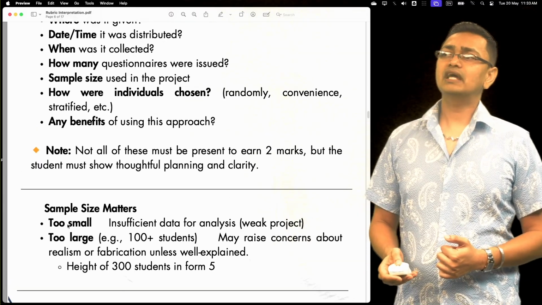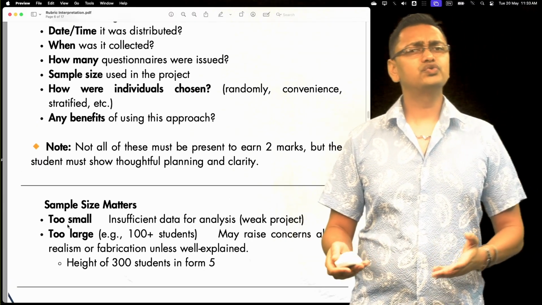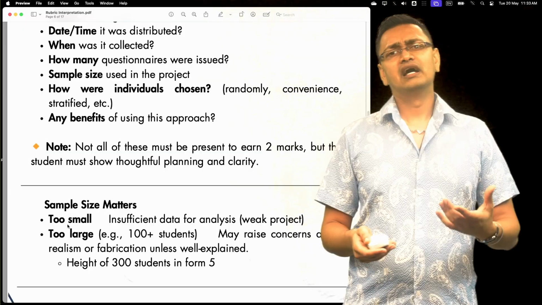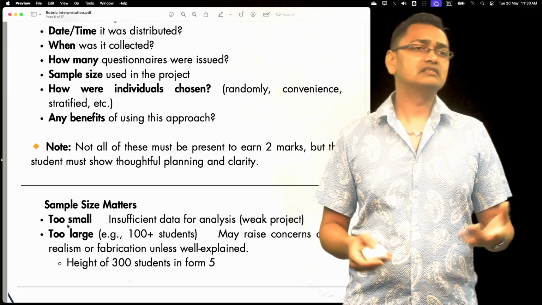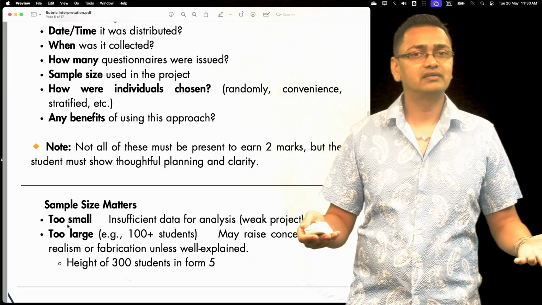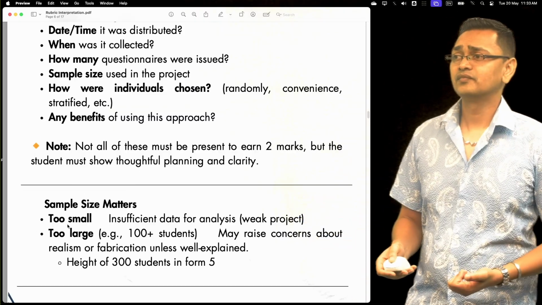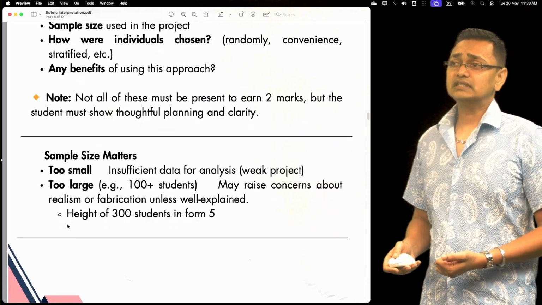So you don't have to put everything, but I would say at least give about 2 or 3 of these points so that your method of data collection doesn't look like a 1 line or a 2 line. Yeah. Some things to note: the sample size.